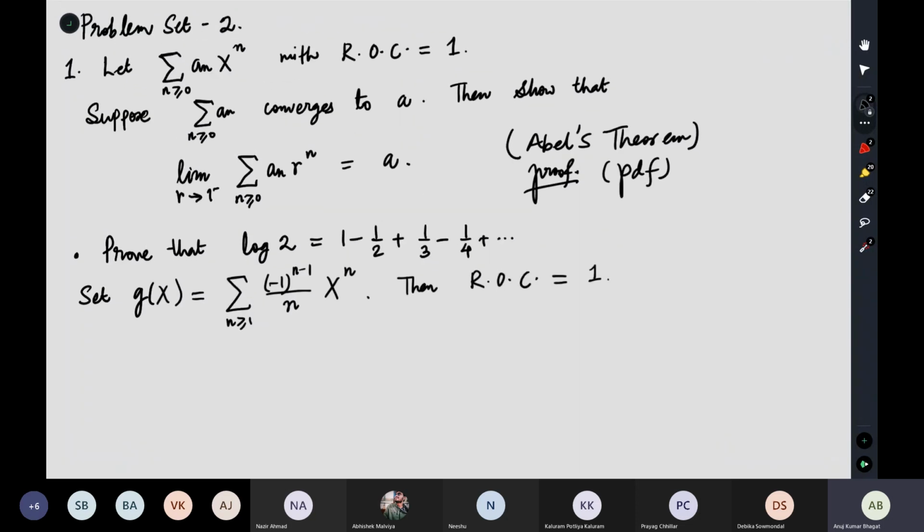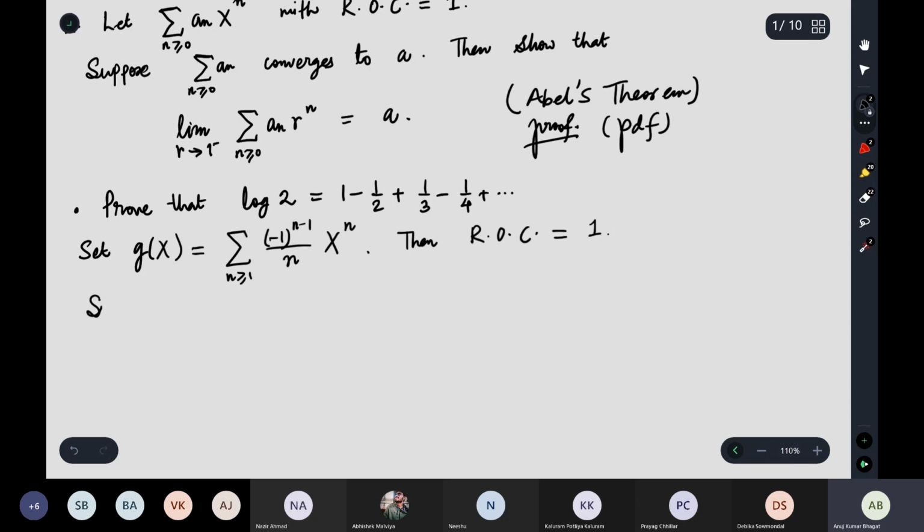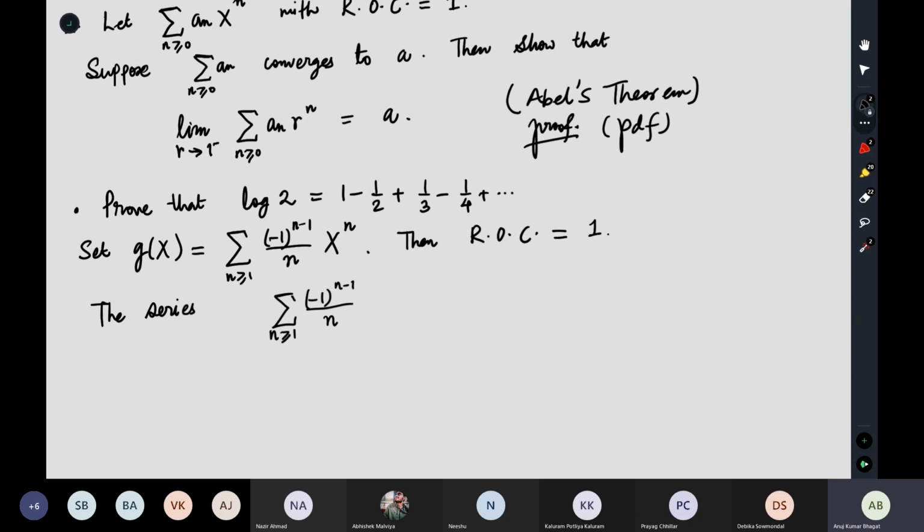So if you see this, I have got a power series and I have got the radius of convergence to be 1. Now, what I also need is that the coefficient series converges. So I have to prove actually that this series, the series of the coefficients, minus 1 to the power n minus 1 by n, converges. So this is a real series, the series of real numbers. Will this series converge?